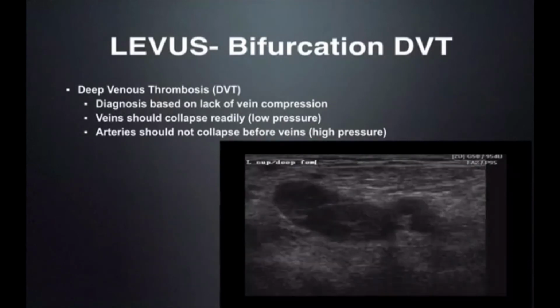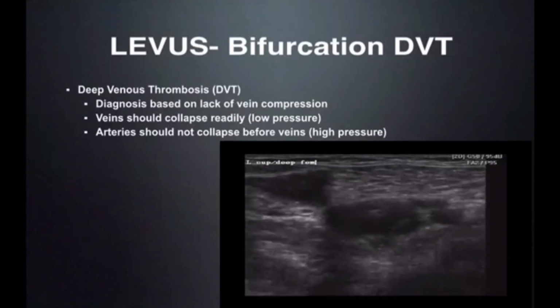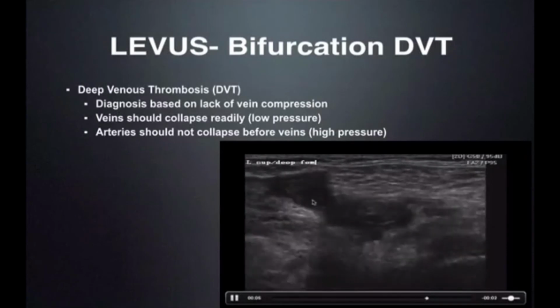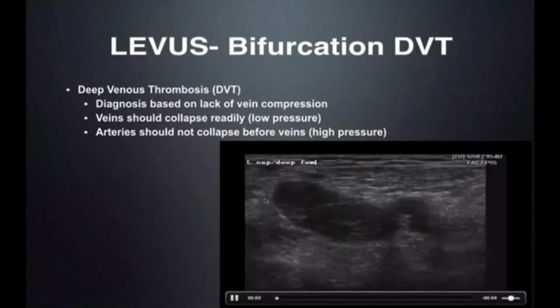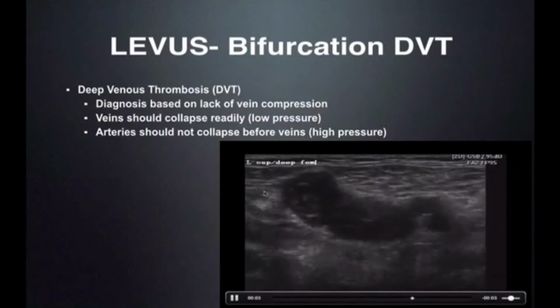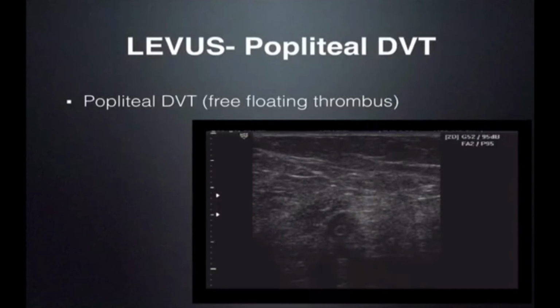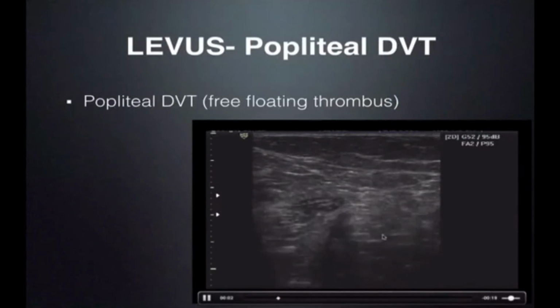Now I want to go ahead and take a moment to talk about the saphenous vein right now. Though the saphenous vein is not a deep vein, when you have a clot burden in the very proximal portion of the saphenous vein, we do consider that a DVT. A clot in the proximal saphenous is treated as a DVT. Okay, and here's another example of a free-floating thrombus.